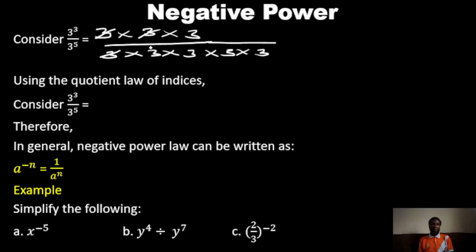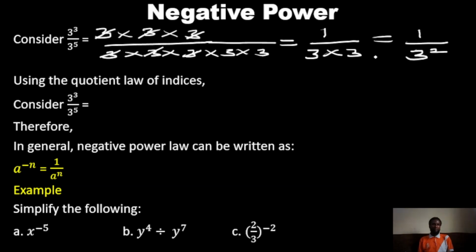Also, this 3 can divide this 3. This can divide this 3. If you look at it, at the numerator we have 1 all over 3 times 3, which equals 1 over 3 raised to the power of 2. If you convert the denominator back to index form, we have 3 times 3 equals what? 3 raised to the power of 2.